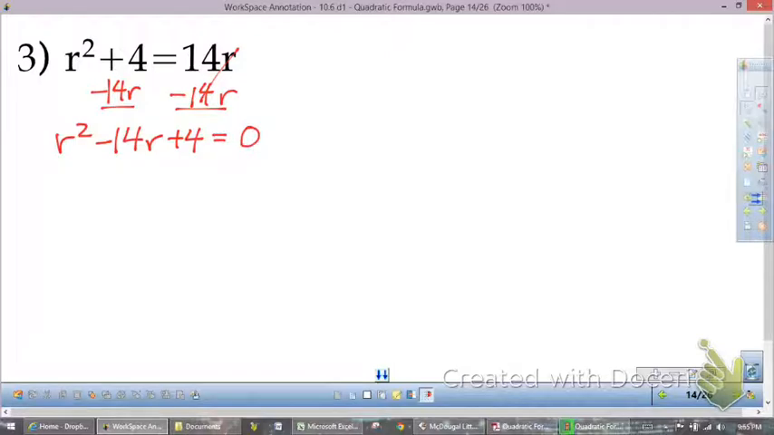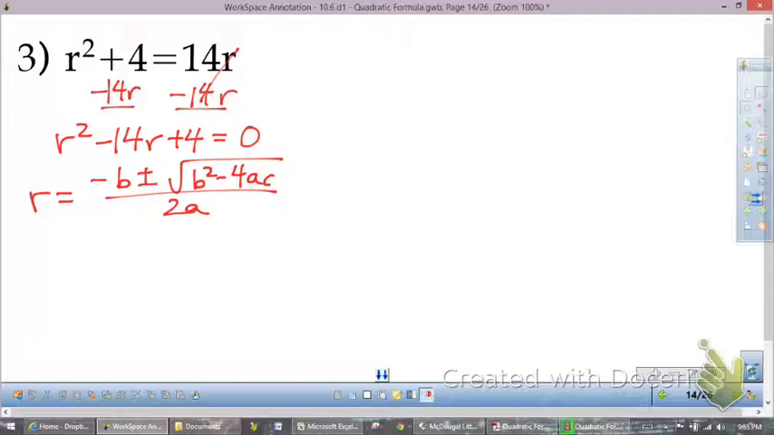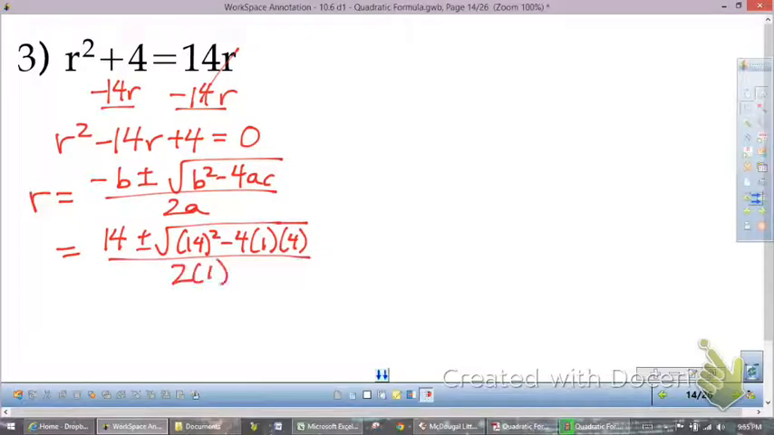Okay, and our trusty dusty formula, in this case, it's r equals opposite b plus or minus square root b squared minus 4ac all over 2a. Alright, let's tuck them in. Opposite b in this case now, since we had a negative 14r, is positive 14. Plus or minus the square root of 14 squared minus 4. A is, in this case, 1, and C is positive 4. All over 2a, and a, once again, is 1.